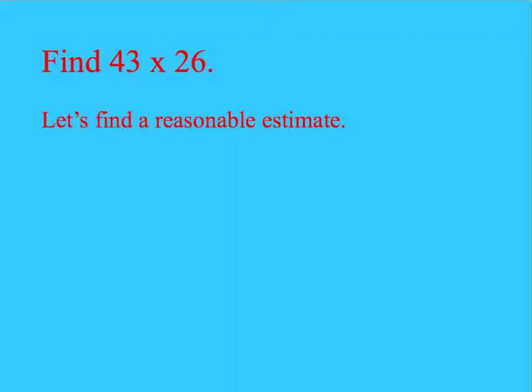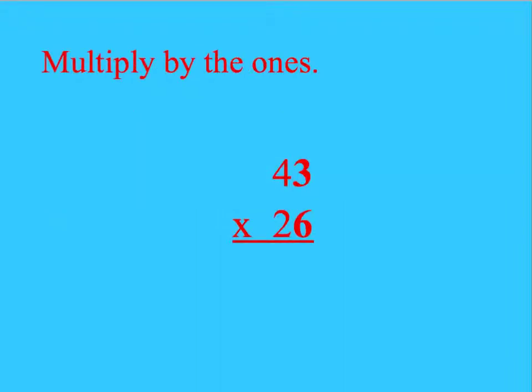First, let's start with finding a reasonable estimate. So I'm going to round 43 down to 40. And I'm going to multiply that by 26, which I'm going to round to 30. When I do this multiplication problem, I know I'm going to do my 4 times 3 and then add my 2 zeros. So 4 times 3 is 12 plus 2 zeros. I get the answer of 1,200.